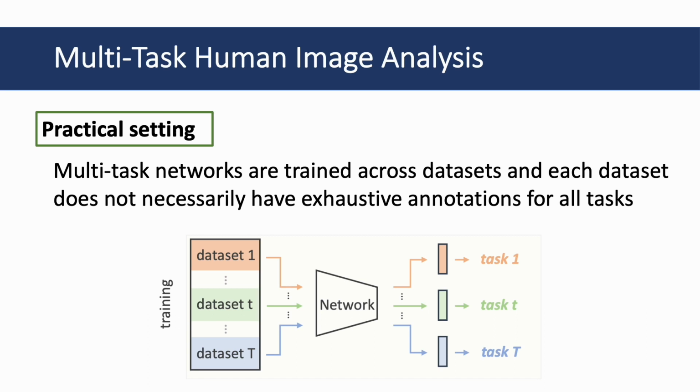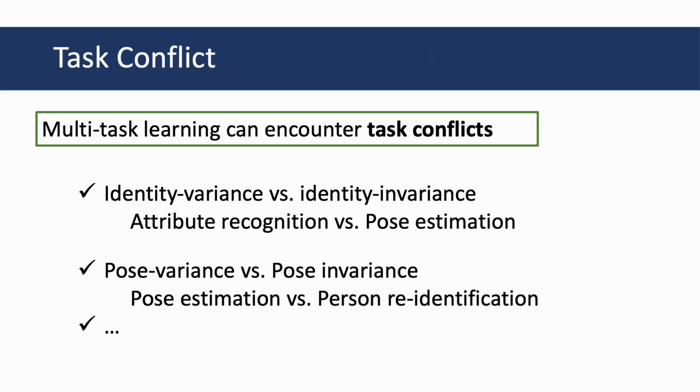Every dataset only contains the annotation for one single task. That means we don't require one dataset to have all annotations for all tasks. The major problem to develop a multitask network is the task conflict.